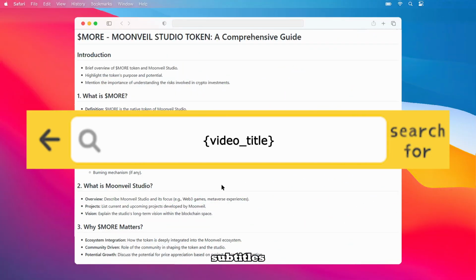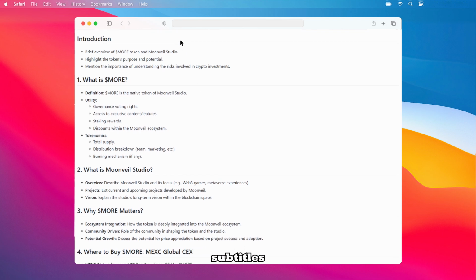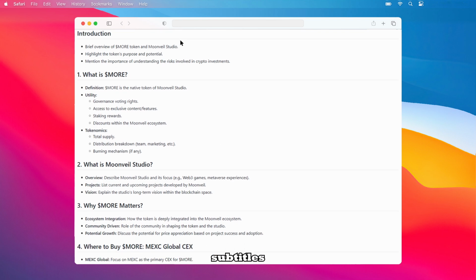Today, we're diving into a comprehensive guide on the $MORI token, the native token of Moonveil Studio. We'll provide a brief overview of the token and the studio, highlighting the token's purpose and potential, but always remember the importance of understanding the risks involved in crypto investments.